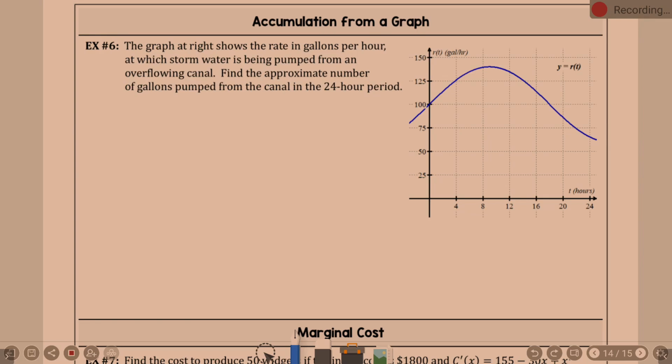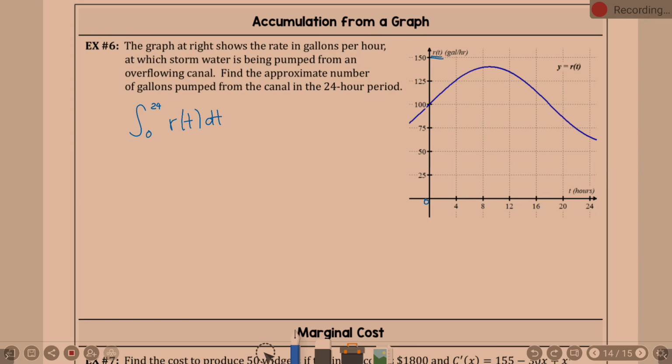Okay. Generally speaking, what are we going to do here? Area under the curve. Area under the curve, that's our integral, right? Officially, we're doing the integral from what to what? 0 to 24, because it's in a 24-hour period. And notice this is a graph of R of t. So I'm going to say it's the integral of R of t dt, right? That's generally speaking what we're doing.